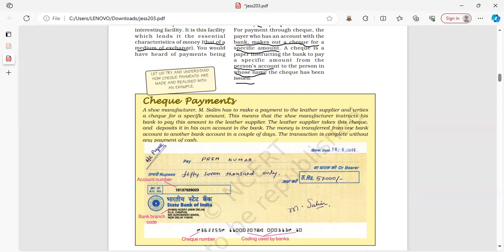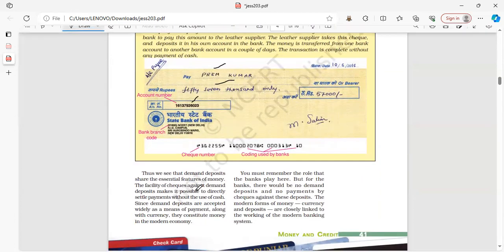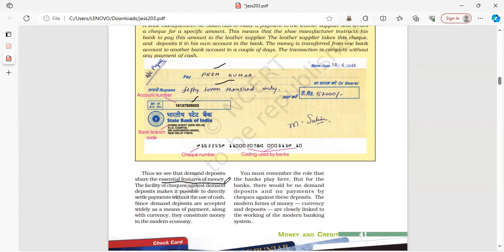Now, for check payments, you can see a check over here. The account number is mentioned here. The name of the person is mentioned here. The amount is also mentioned here. Then other information: bank, branch code, check number, and coding used by the banks, etc. So this is how a check looks. Thus, we see that demand deposits share the essential feature of money. Whenever you demand your deposit, you can get the money from the bank and use it for your transactions, like money only.